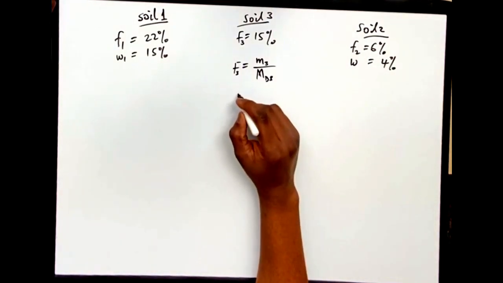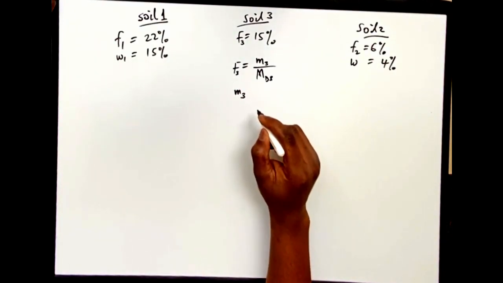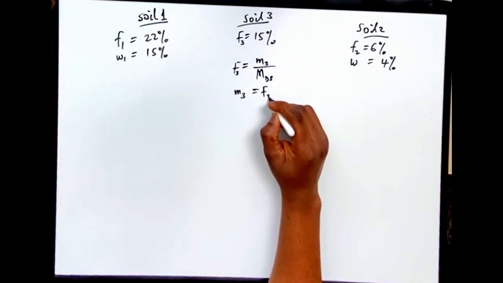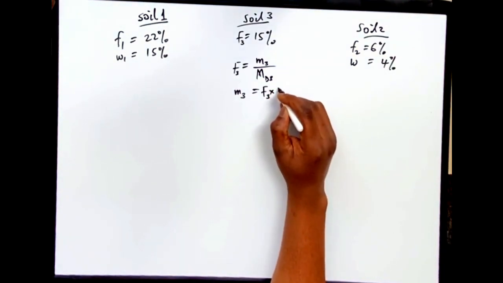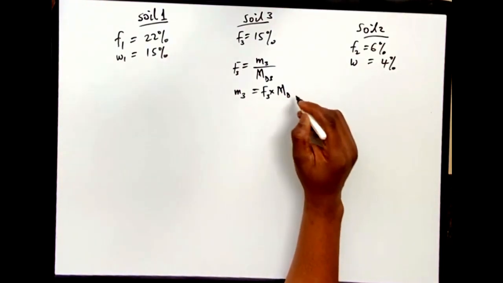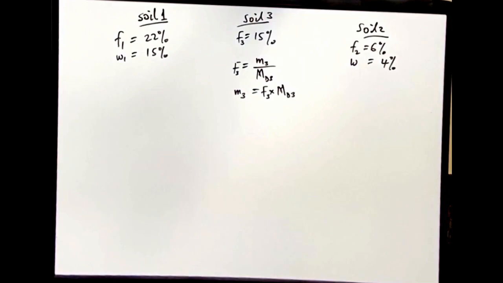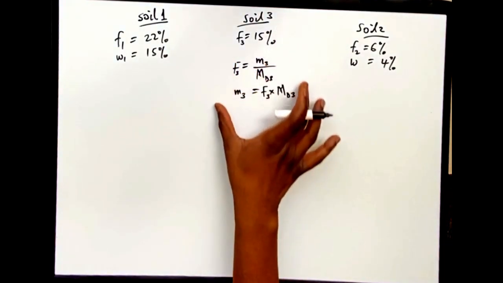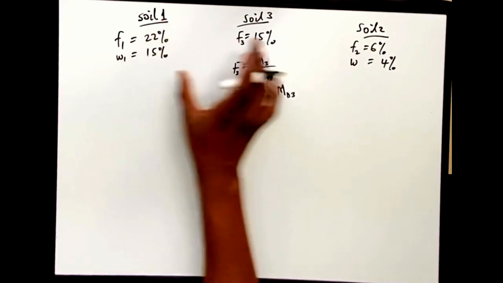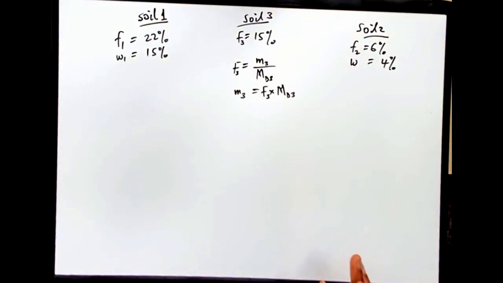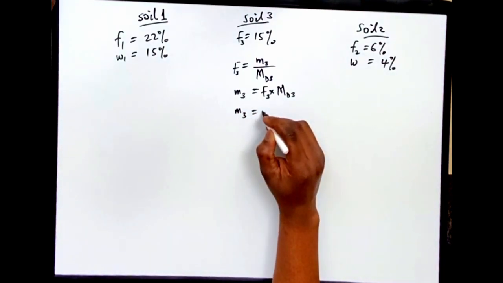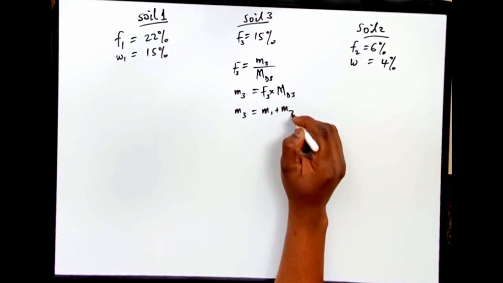Or we can rewrite this as: the weight of fines in soil 3 is simply the fines percent of soil 3 times the total dry weight of soil 3. Okay. Now you realize that all the fines contained in soil 3 are going to come from soils 1 and 2. You're not adding anything else. In other words, M3 is the sum of M1 and M2.